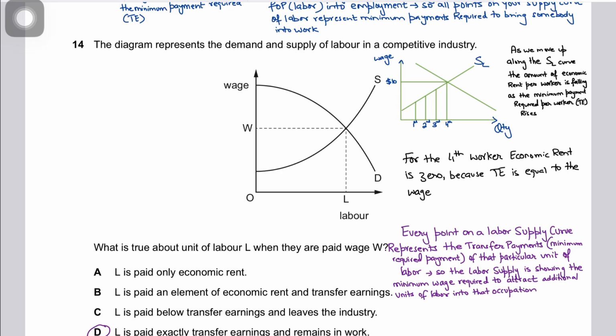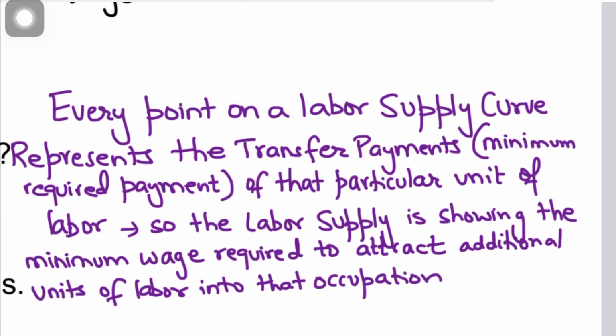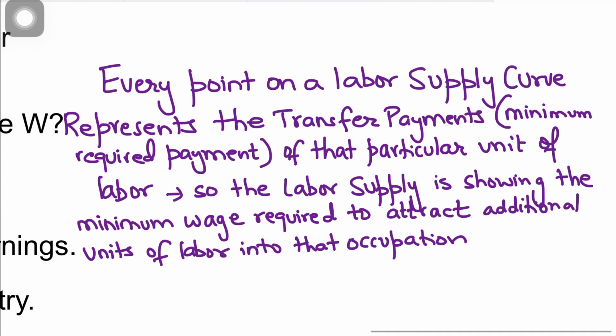But if he receives extra, that would be the economic rent. It would be a bonus for him. But obviously, that's the market wage, so the transfer earnings here equal the market wage, and there's no economic rent. What we're trying to say, and what you're learning from this MCQ, is that every point on the labor supply curve actually represents the transfer payments.